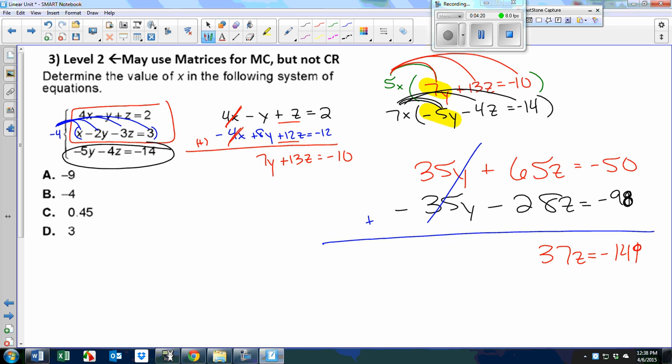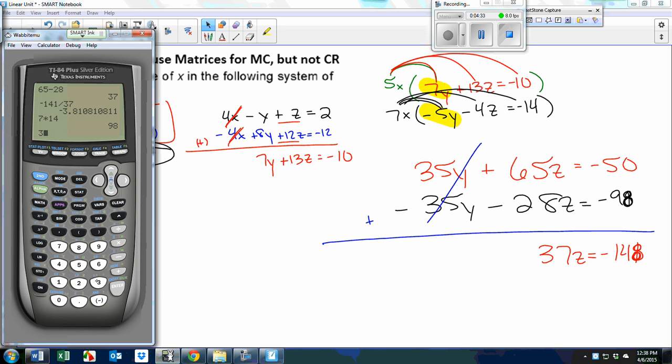So negative 148. But that was a prime example of how one little mistake can mess up the whole process. So you've got to be very diligent when you go back, check your work, or be diligent the first time. So now, fingers crossed, see if we get an answer. Negative 148 divided by 37. Fingers crossed. All right, now we're looking more like what it usually looks like.